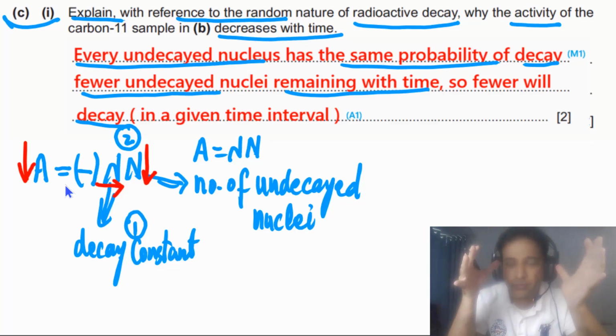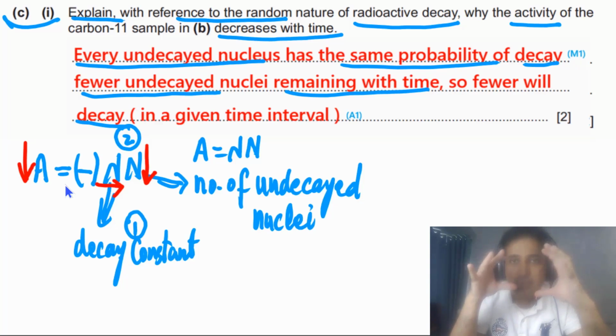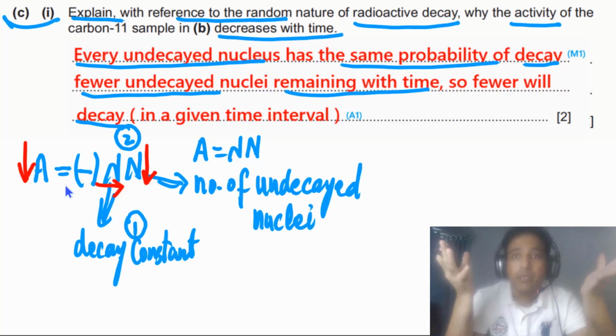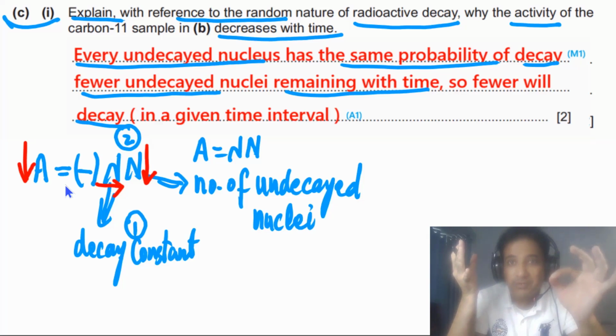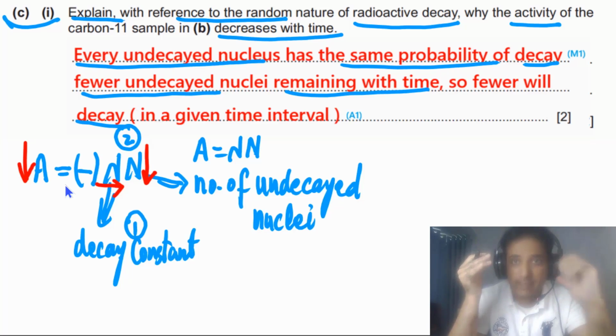I often tell students lambda is like a constant, the decay constant. We can also understand this one like this: on this planet we have around 7 billion people, and each person has the same probability to decay, or we can say the same probability to die. We don't know who will die next, but everyone on the planet has the same probability to die.